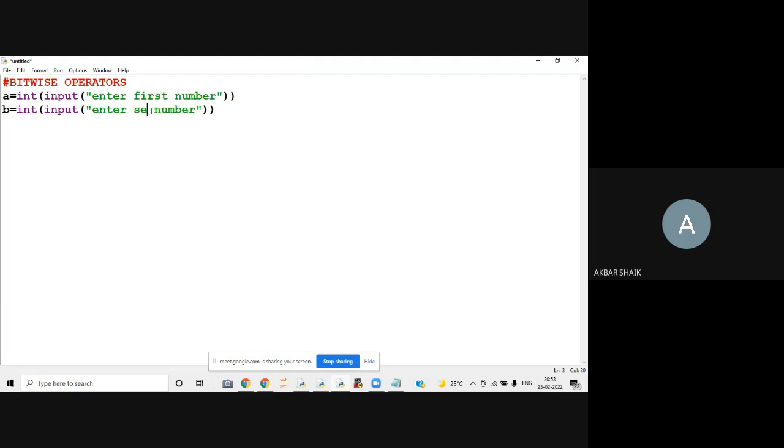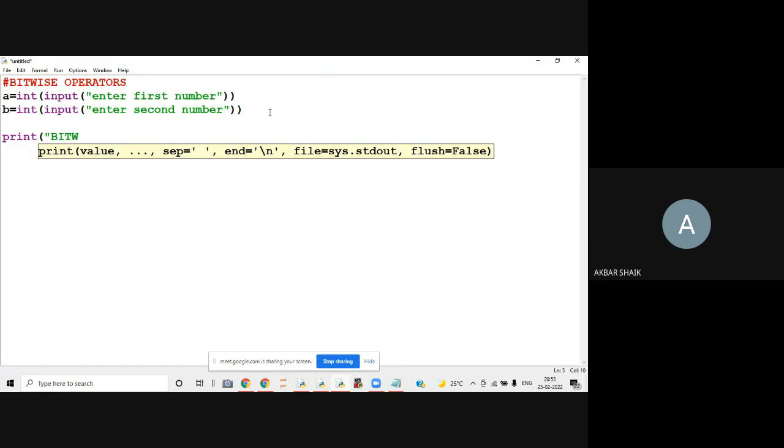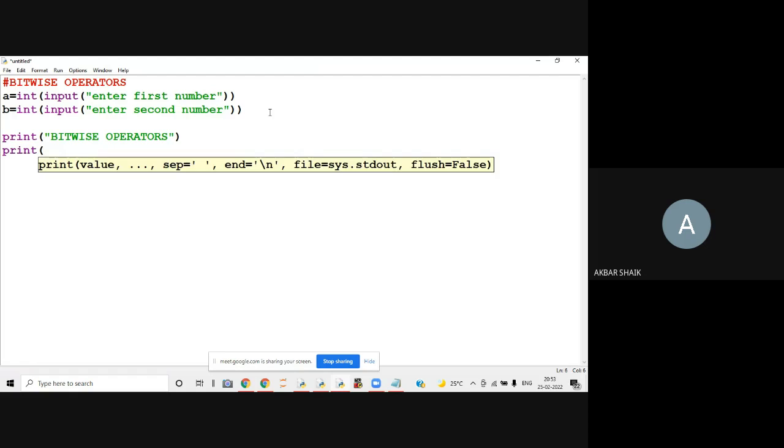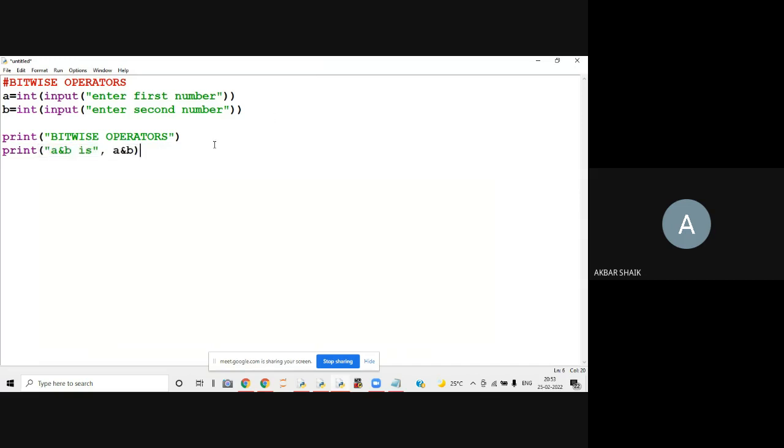Enter second number. So now I got two numbers. Now I can perform bitwise operations. Print of bitwise operators, right? So here, print of A bitwise and B. A bitwise and B is A and B. That is, A bitwise and B is A and B.